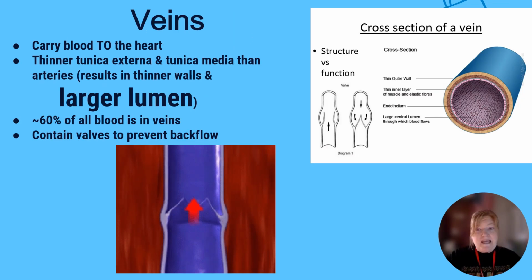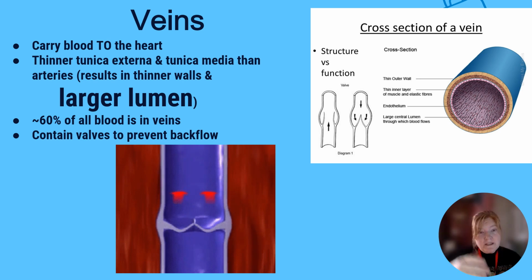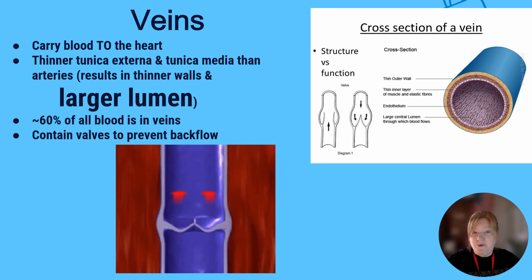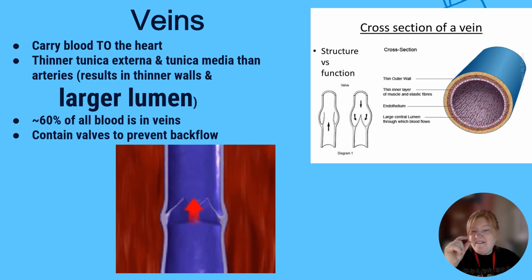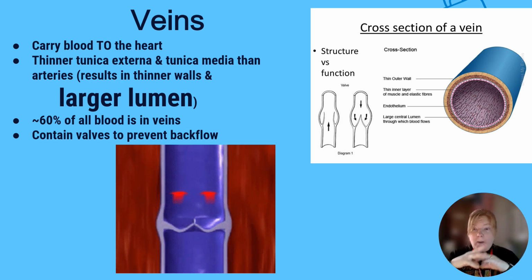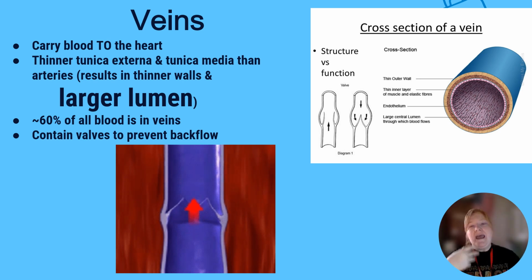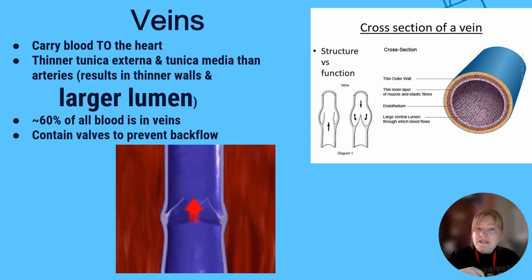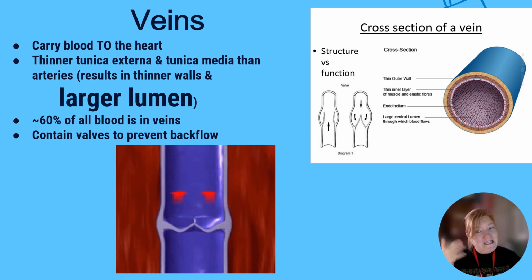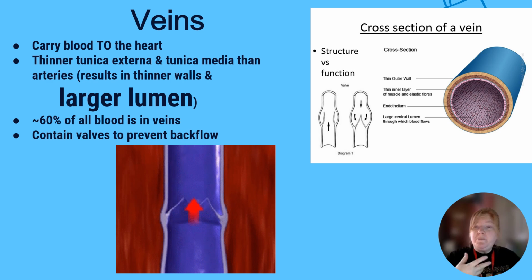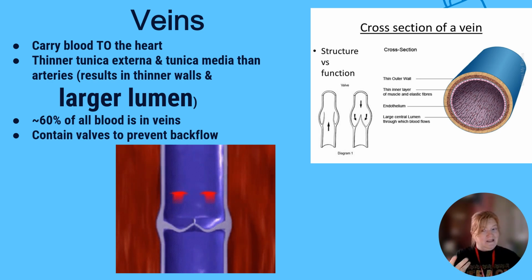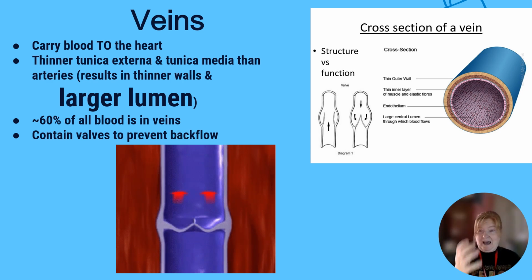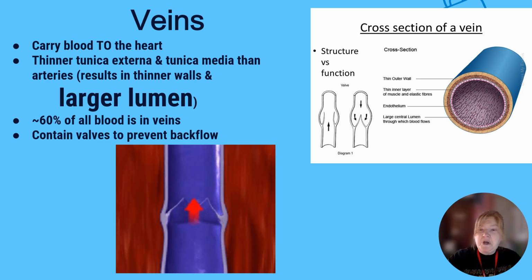Veins. Veins are the opposite, meaning they carry blood to the heart, and they have a thinner tunica externa and thinner tunica media than arteries. So that means they have thinner walls, but a bigger lumen, so a bigger empty space for blood to flow. In fact, about 60% of your blood at any given time is found in veins. And veins contain valves, V, to prevent backflow. Because remember, they're going sort of against gravity, and they've got to go up, back to the heart. Okay, so they need valves to keep the blood flowing in the correct direction.